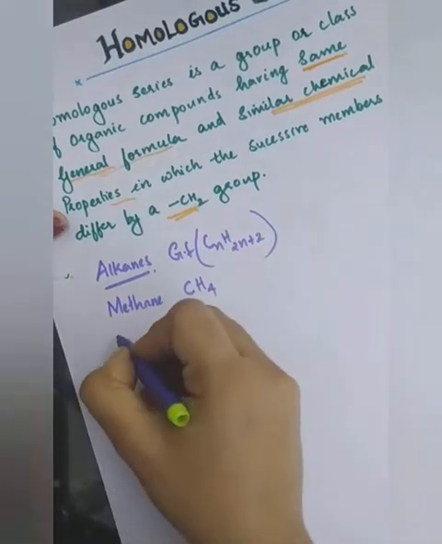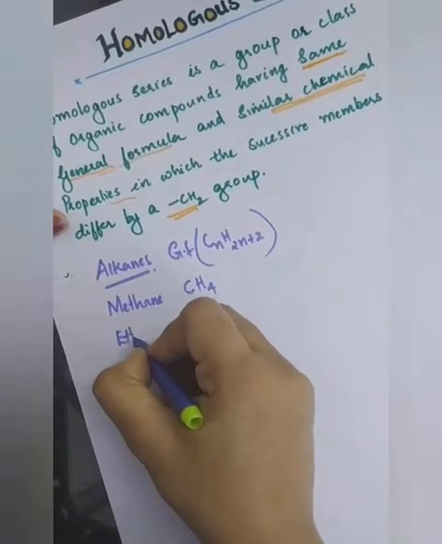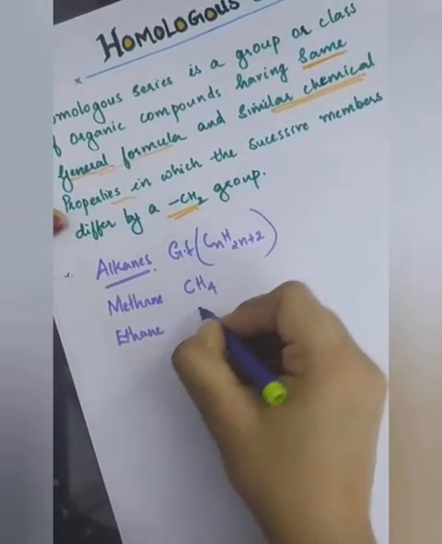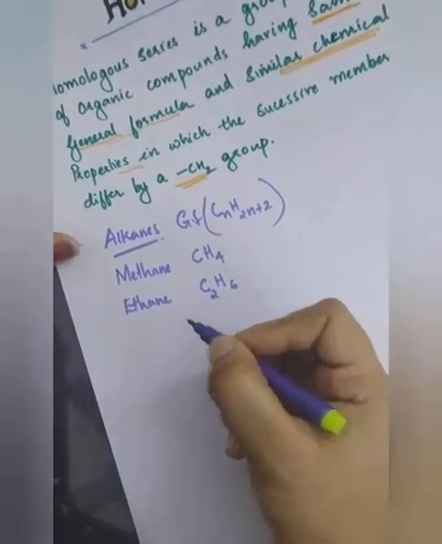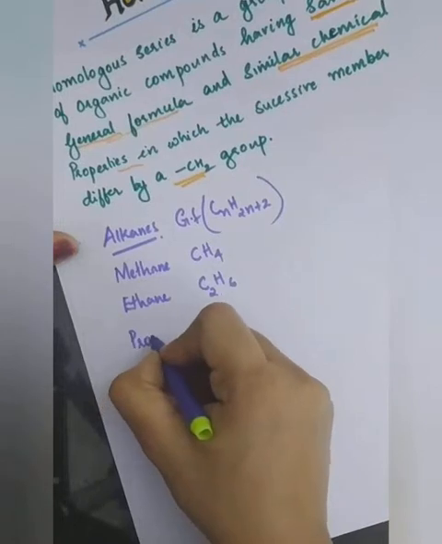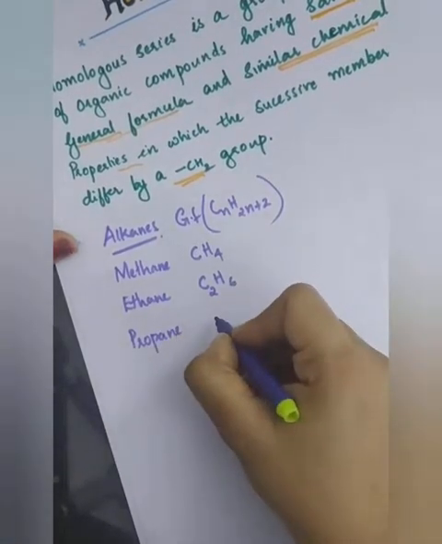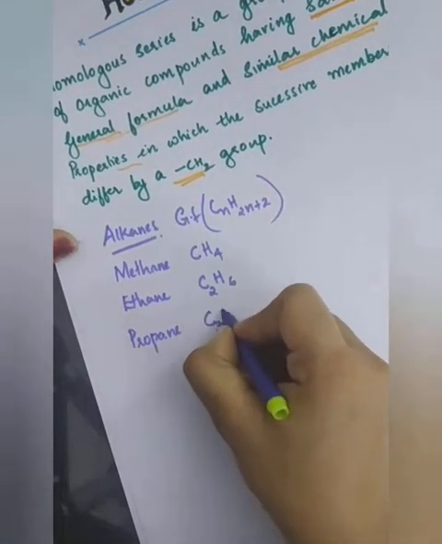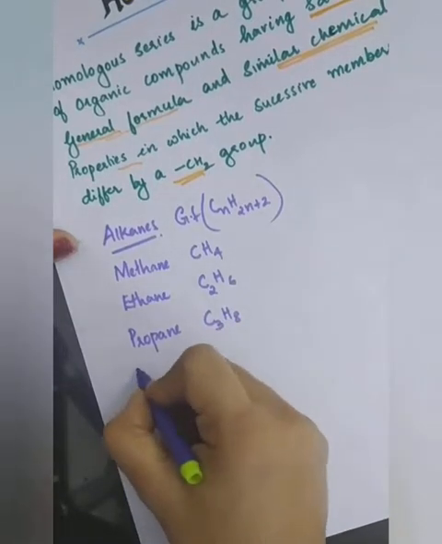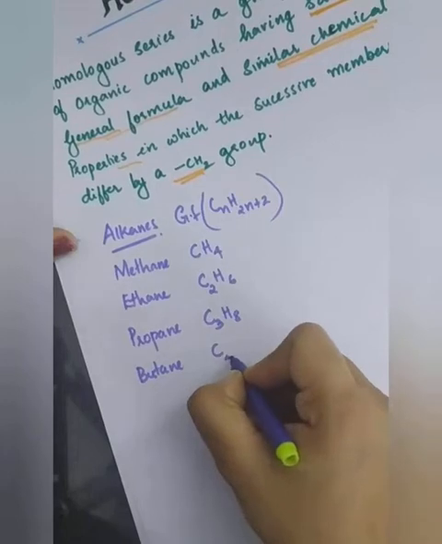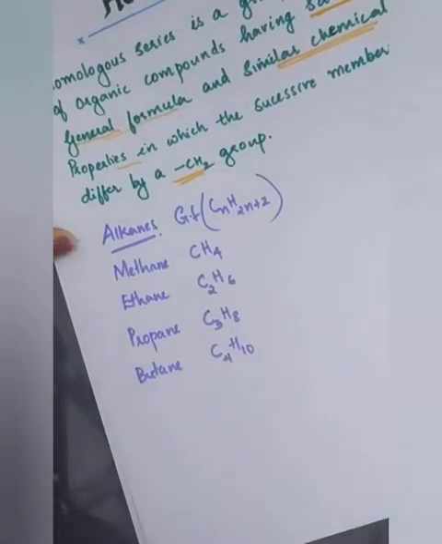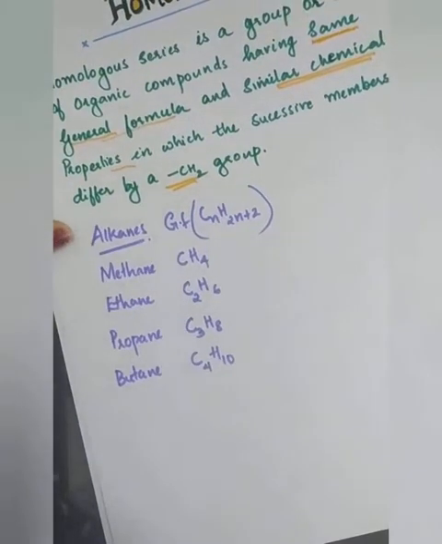Now the next member is ethane. That is 2 carbon atoms are there, so it becomes C2H6. Next one is propane, 3 carbon atoms, so the formula is C3H8. Next one is butane, that is 4 carbon atoms, so C4H10. These all we will get from the general formula.